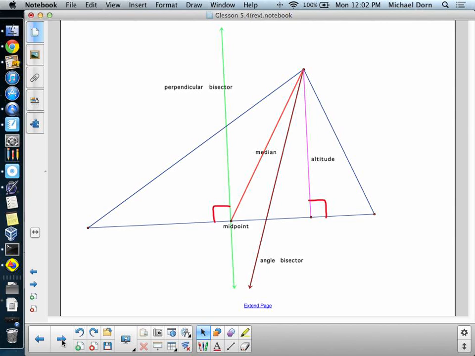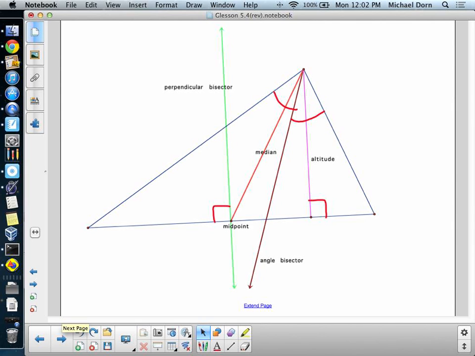The median connects the midpoint to the vertex. The angle bisector goes to the vertex, but doesn't do anything else special other than divide it equally. And we do have these angles being congruent. That's it. The altitude comes down and forms the right angle, but does not necessarily go through the midpoint.